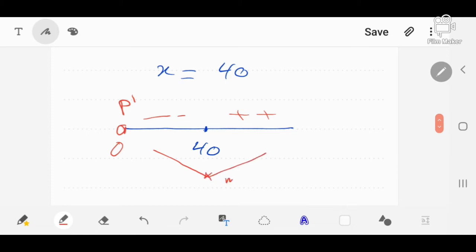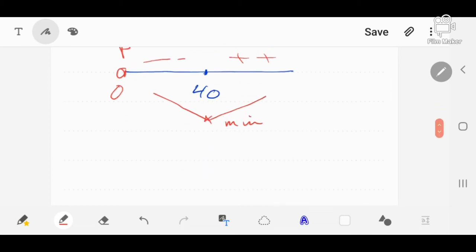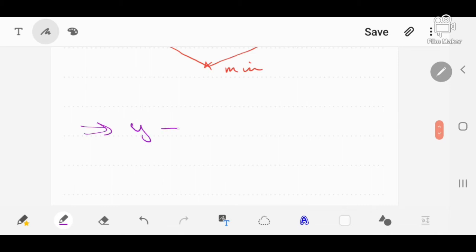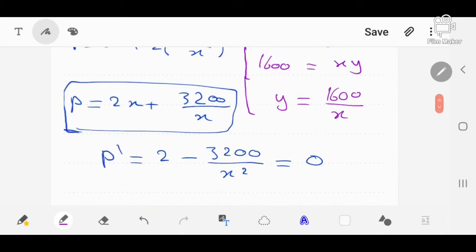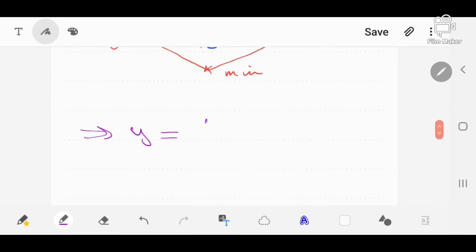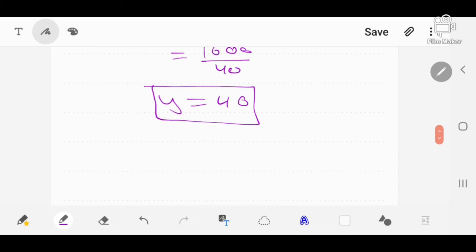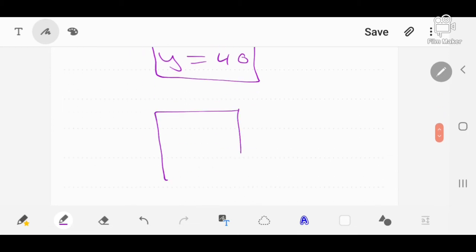So if x is 40, what about y? So what is y? Y will be equal to, let's go to our secondary equation, it's 1600 over x. So 1600 over 40, which is again 40, or in other words, my field should be a square field, not a rectangular field. It's a 40 by 40, and that will cost me 160 meters of fence.